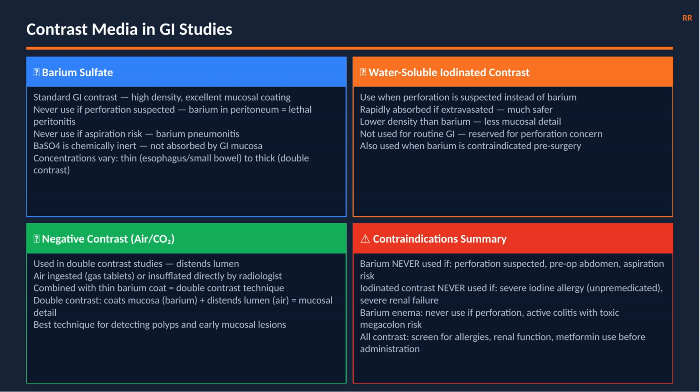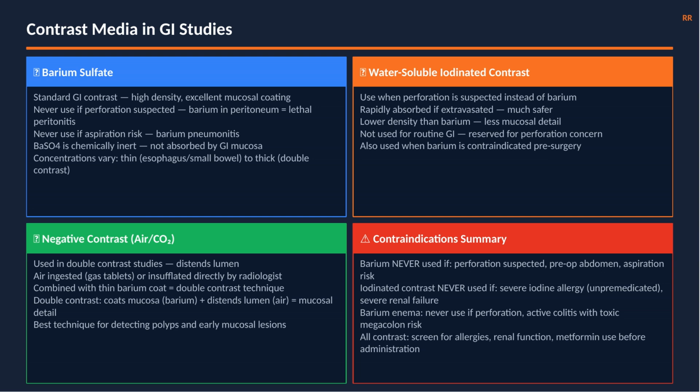The critical contraindication: never use barium if perforation is suspected. Barium leaking into the peritoneal cavity causes a severe, often fatal, chemical peritonitis. Also never use if aspiration is a significant risk.